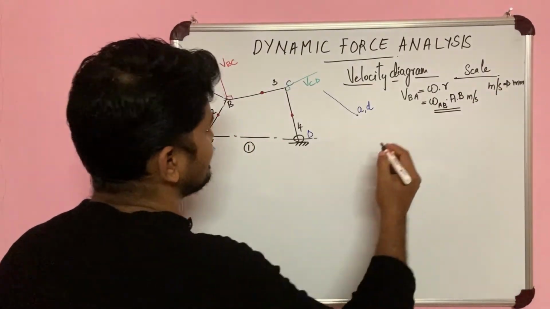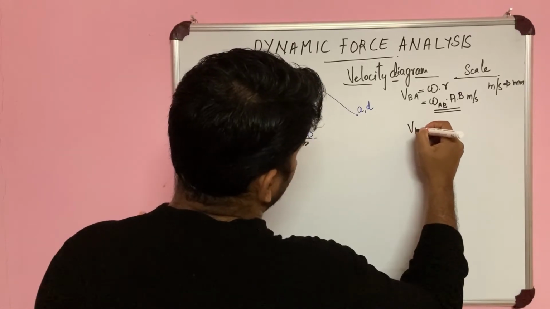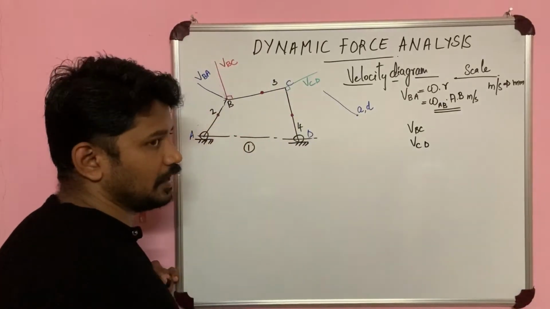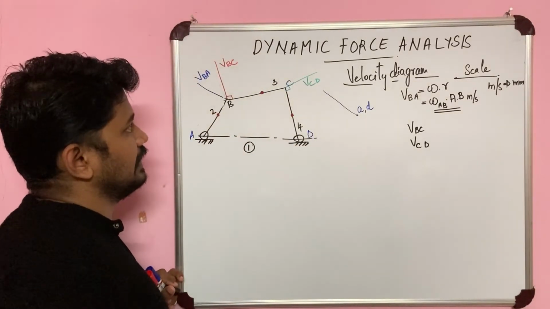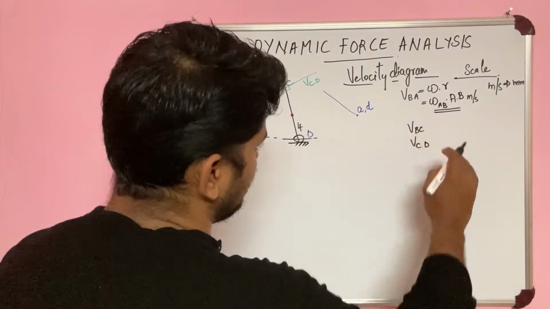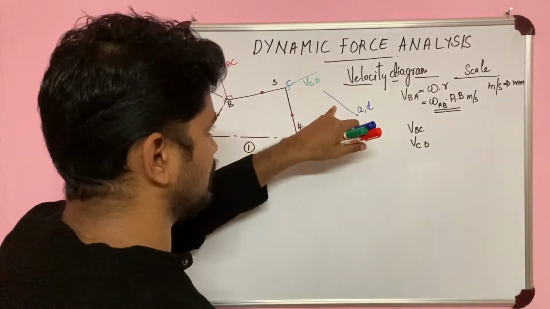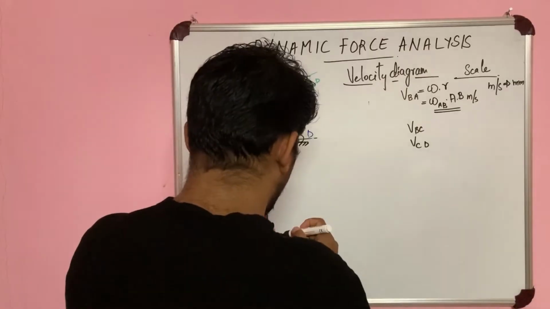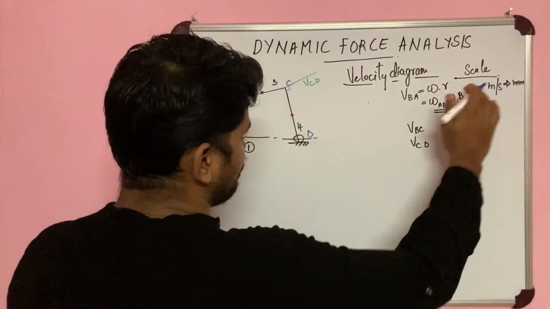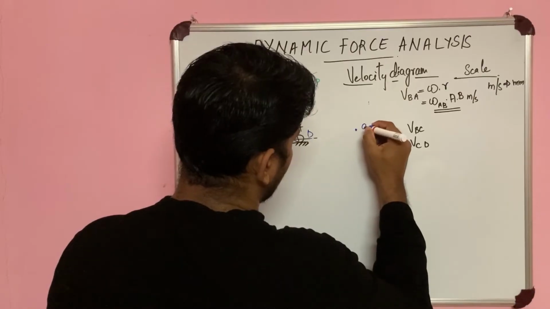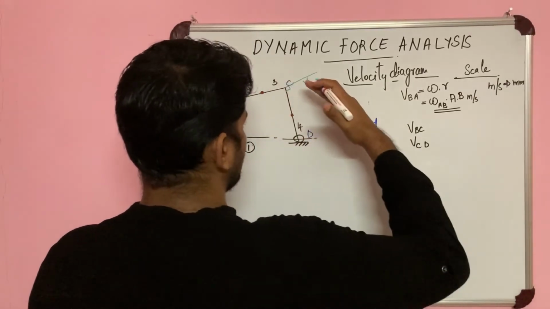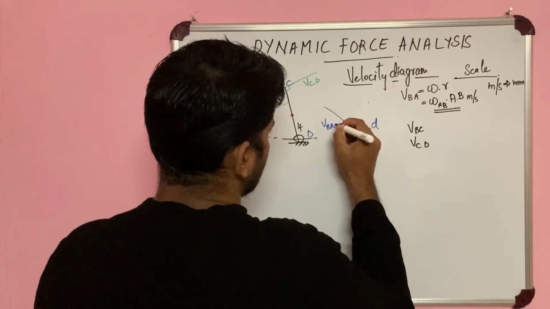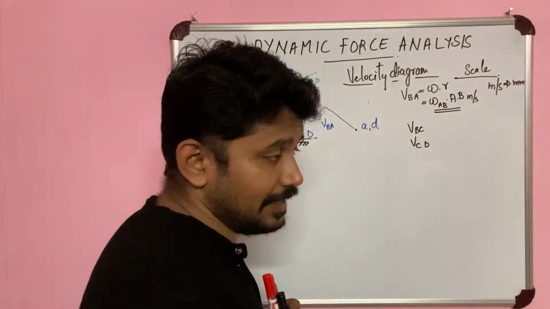Now I'll need VBC as well as VCD. Even if these values are not available, you just need one value, because the other two you will get now. Let us see, I'll once again draw the velocity diagram. As per a suitable scale, I'm starting from a, d. Parallel to this, I'm drawing VBA as per any suitable scale.